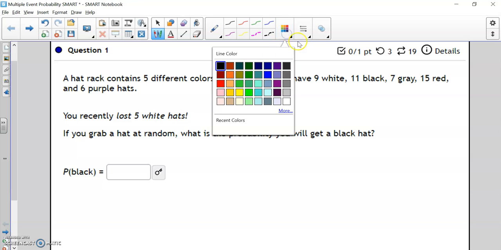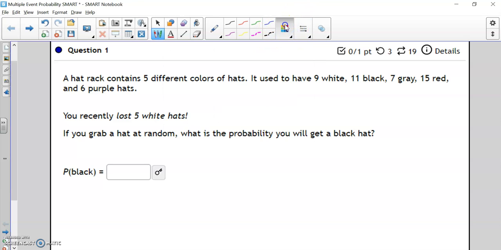One, it's always a good first step to figure out how many total hats we have. All right, so to find that, we just have to add up all the amounts of all of our hats. So we know that the total must be 9 plus 11 plus 7 plus 15 plus 6. And all I did was I added all of these numbers. And this is going to give me a total of 48 hats.